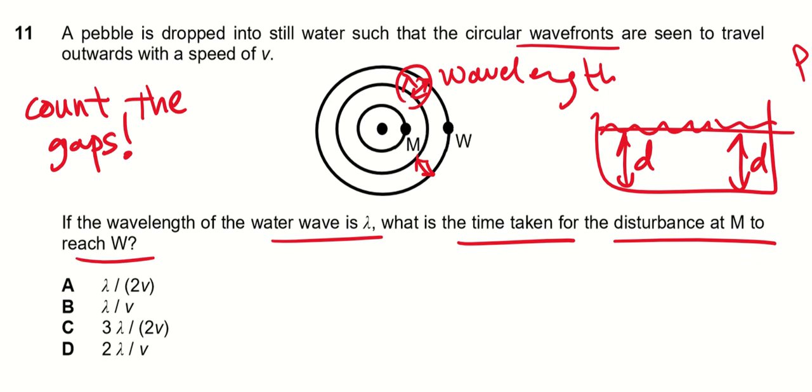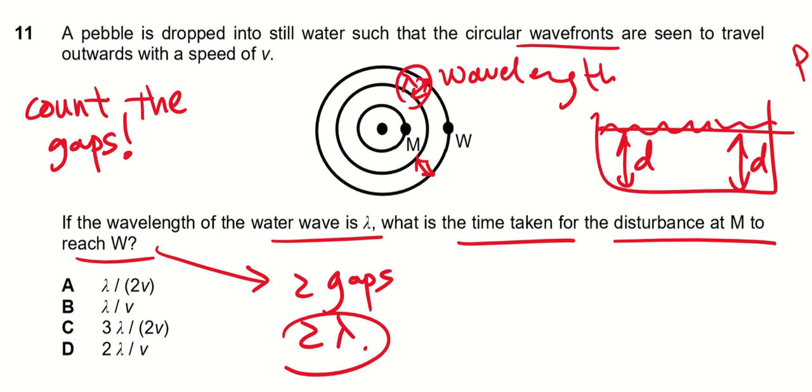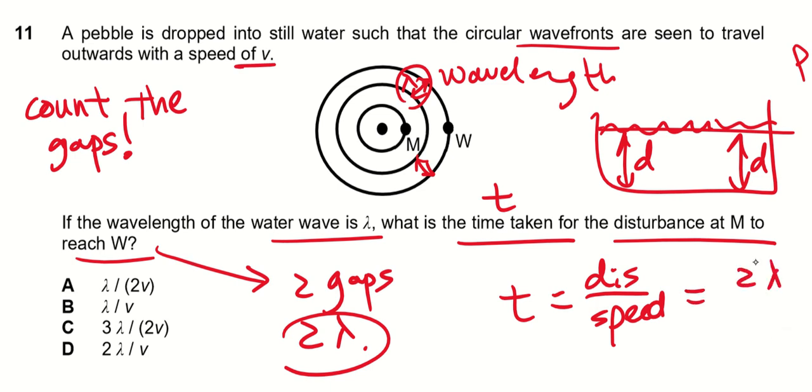From M to W, how many gaps are there? Two gaps. So how many wavelengths? Two. From M to W, two gaps or two wavelengths. Right. So what's the distance that the wave traveled? It traveled two wavelengths. They are asking for the time. So time is distance over speed, right? And they tell me the speed is v. So the distance is 2 lambda and over v. So answer will be D.